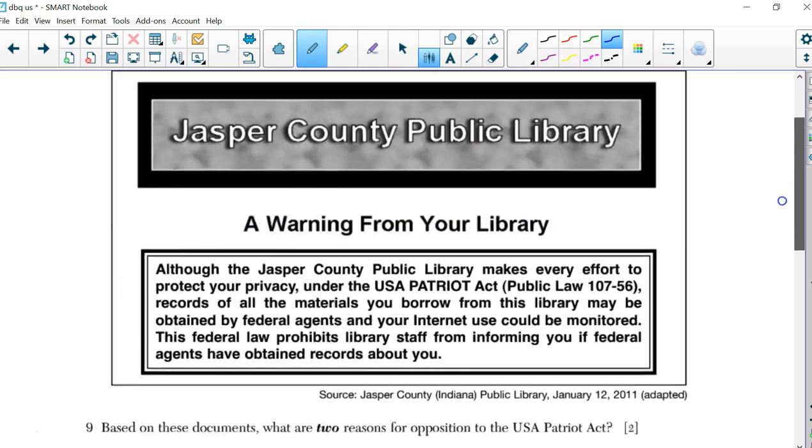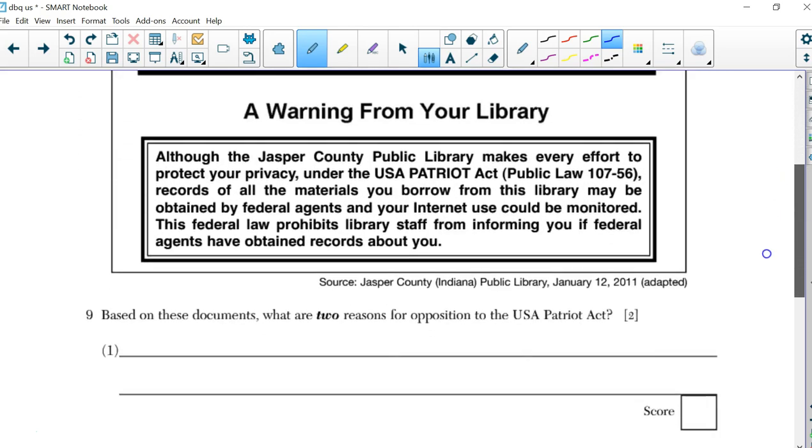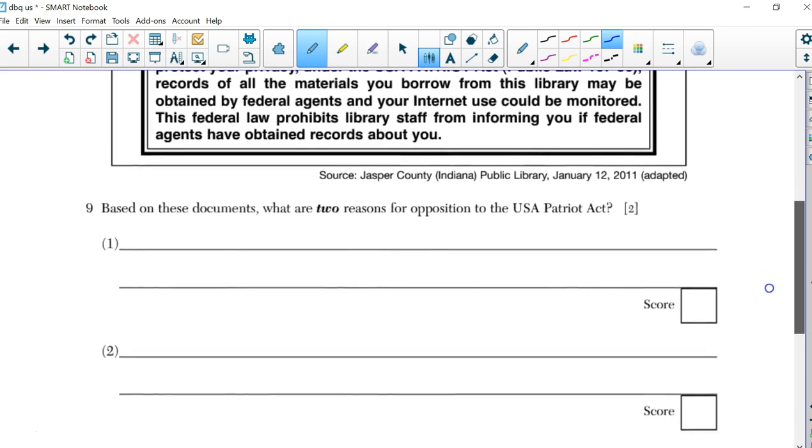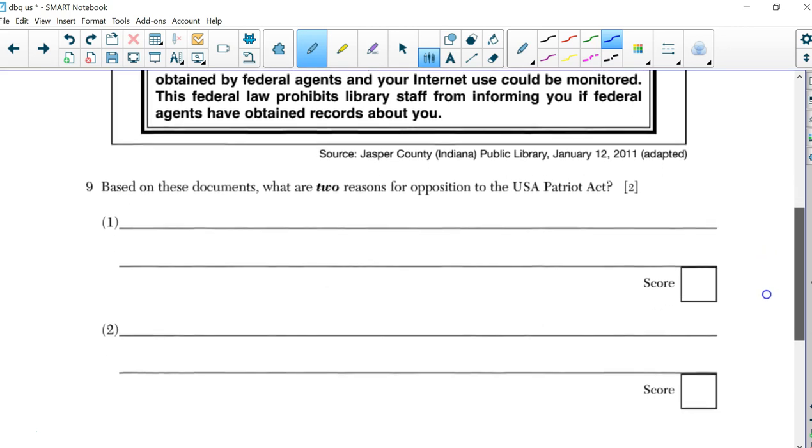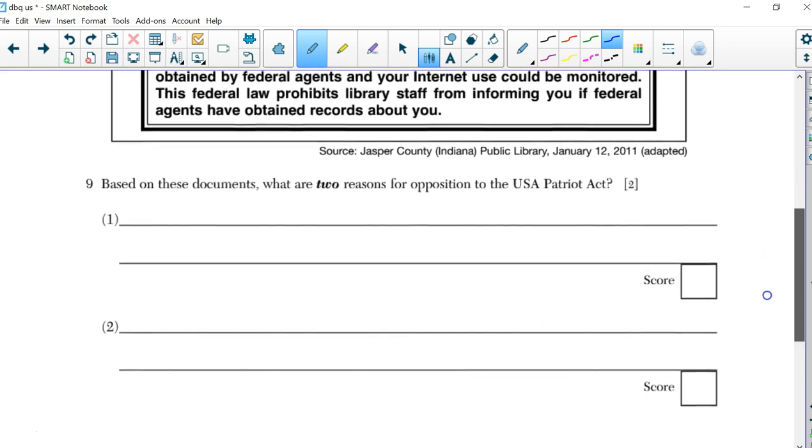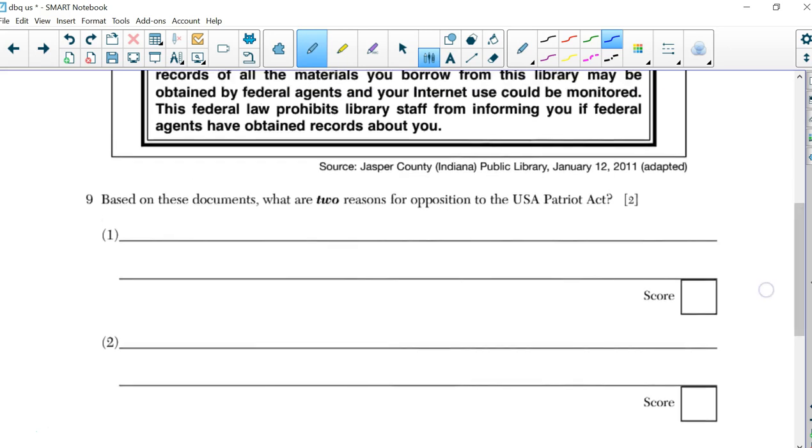Oh, 9B looks like a notice in a public library. Okay, so it gives us 2 questions that go along with the 2 documents. But we're going to flip back and forth, which I hate. I hope for the people who actually took this exam.